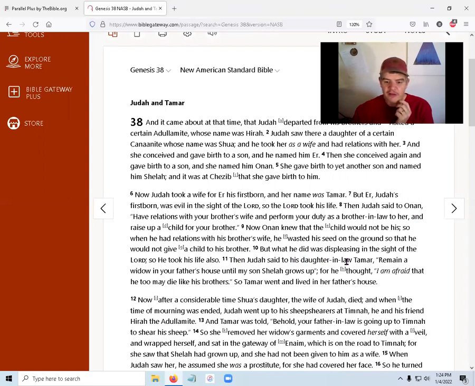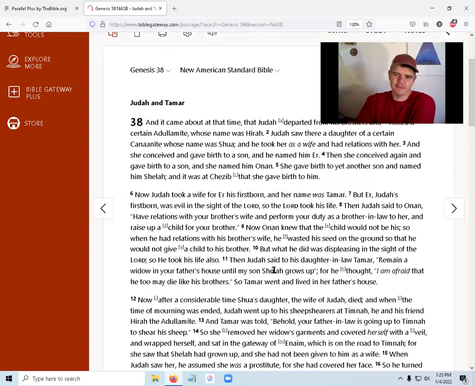Okay, then Judah said to his daughter-in-law Tamar, remain a widow in your father's house until my son Shelah grows up. Why? Shelah's the next one. For he thought, I'm afraid that he too may die like his brothers. So like, I'm not giving it to this woman. Everybody I give this woman dies. Come on, dude. But he is trying to take care of her at least until Shelah comes along.